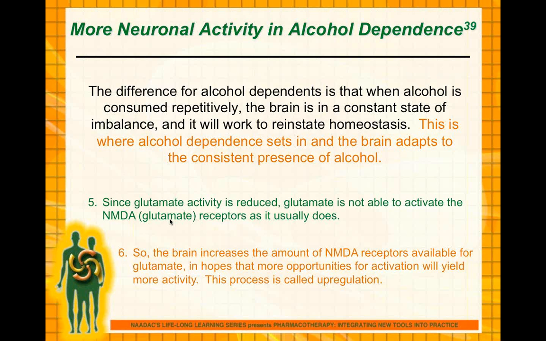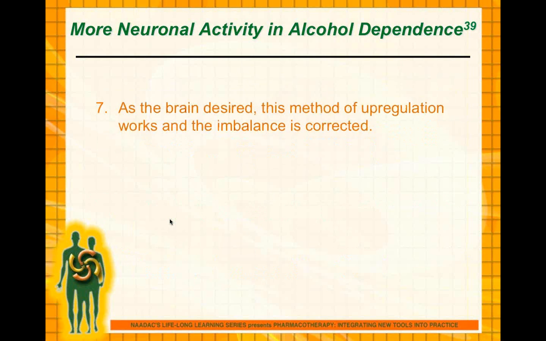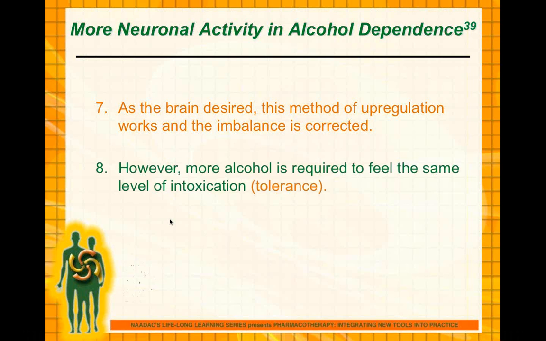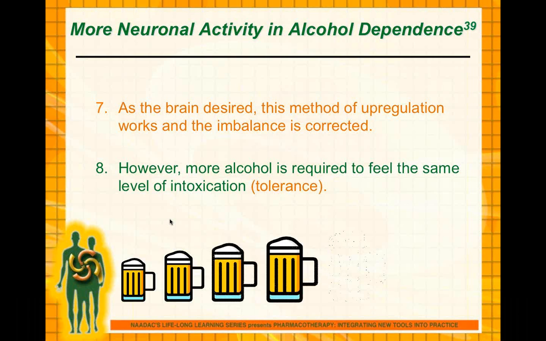So now we have an upregulation of the glutamate receptors, and so just as the brain desired, this method of upregulation works, and therefore the balance is corrected. Because now we have a lot more opportunity for glutamate to get some activity, which then can counterbalance all the activity that's coming from GABA due to the alcohol. So now we're back in the same even keel again. We're balanced. But then here's what happened.